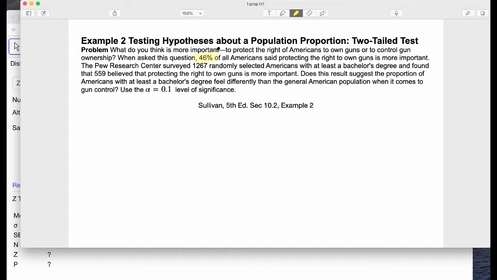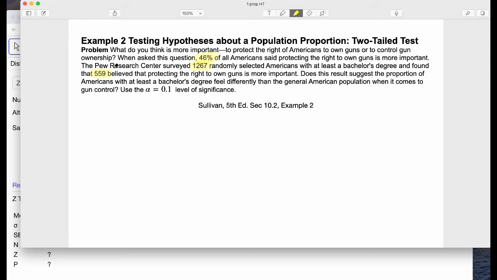The Pew Research Center surveyed 1,267 randomly selected Americans with a bachelor's degree or more and found that 559 believed that protecting the right to own guns is more important. So I'm going to highlight the sample size as well as the 559 people that believe protecting the right to own guns is more important.